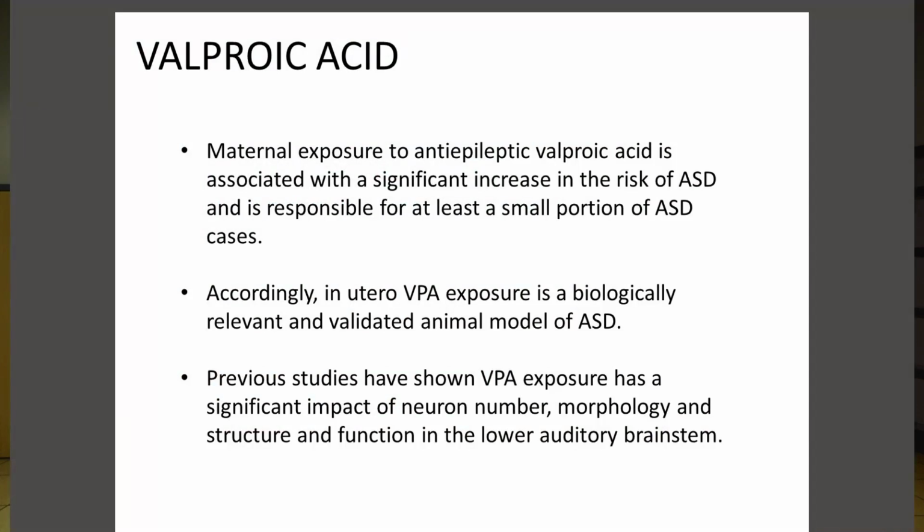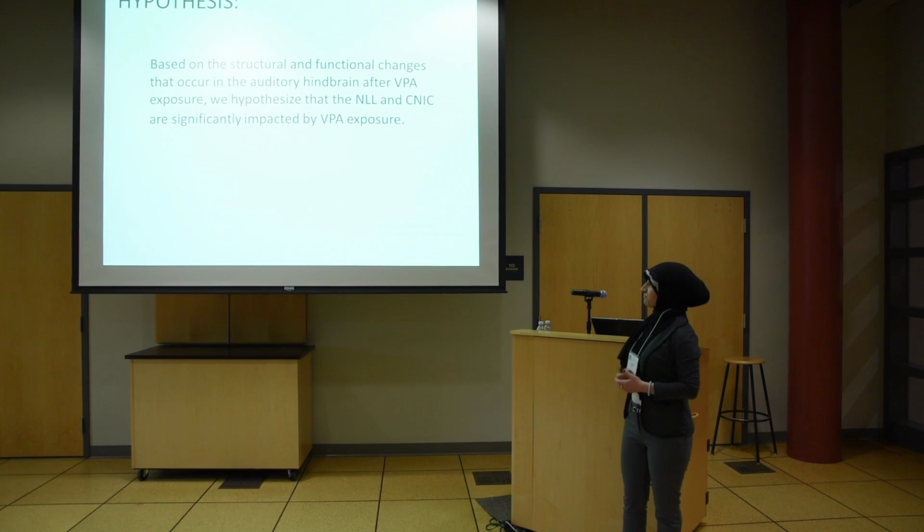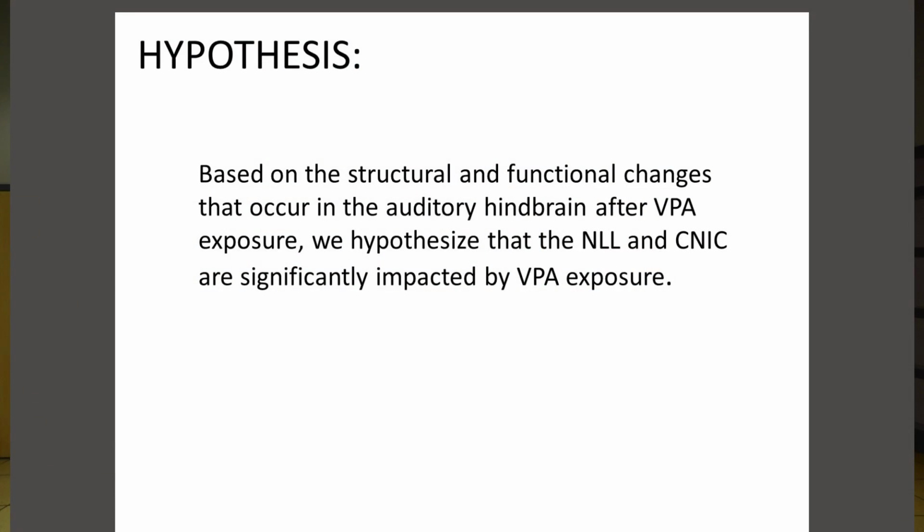So before we dive into the results and the hypothesis of the study, I think we need to talk a little bit about valproic acid. Valproic acid is an anti-epileptic that's known to cause an increase in the risk and the incidence of autism spectrum disorder. So because of this, in utero VPA is an accepted and proven animal model of ASD. Now, previous studies have shown us that in utero VPA exposure has caused a significant impact on the number of neurons, their morphology, and their structure and function in the lower auditory brainstem. So because of these results, we hypothesized that the auditory midbrain, including the nuclei of the lateral lemniscus and the central nucleus of the inferior colliculus, are also significantly impacted by in utero VPA exposure.